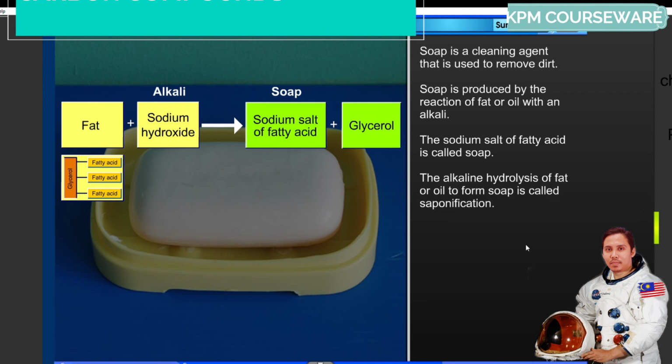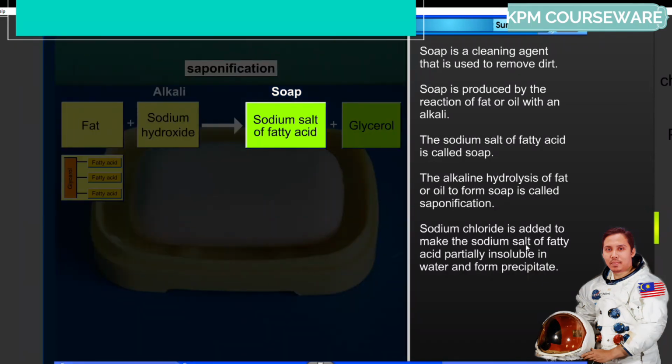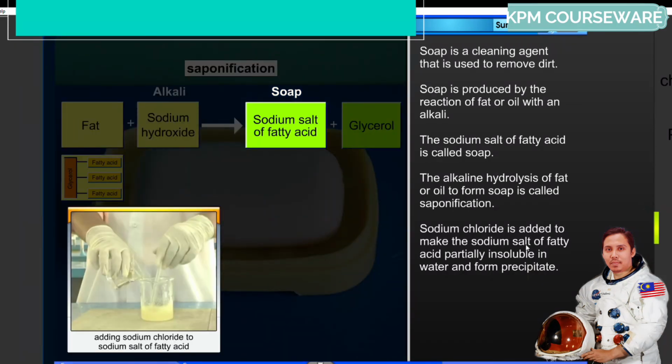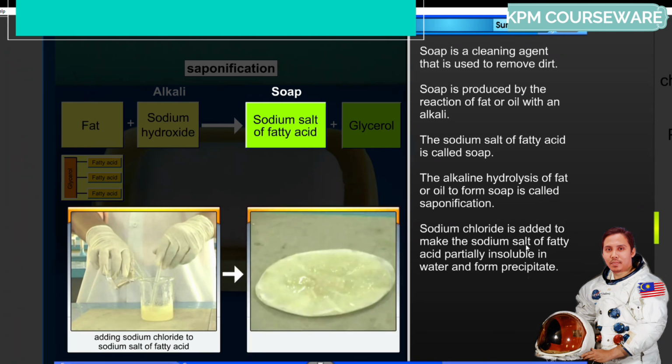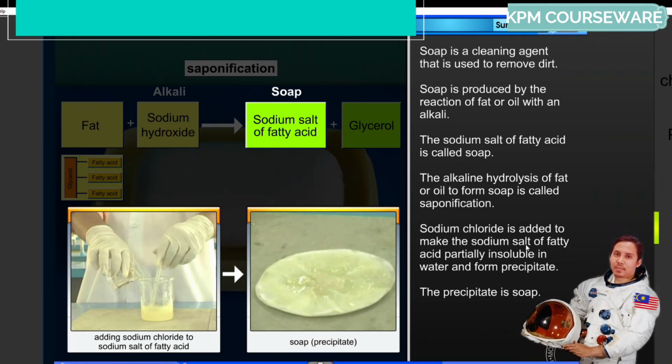The alkaline hydrolysis of fat or oil to form soap is called saponification. Sodium chloride is added to make the sodium salt of fatty acid partially insoluble in water and form precipitate. The precipitate is soap.